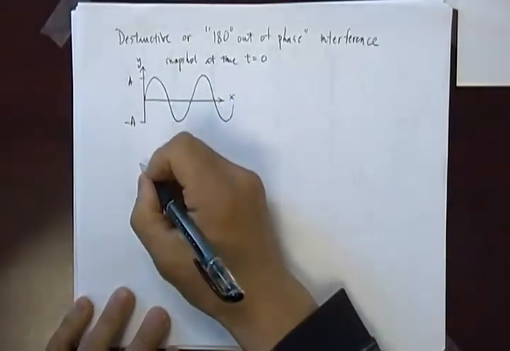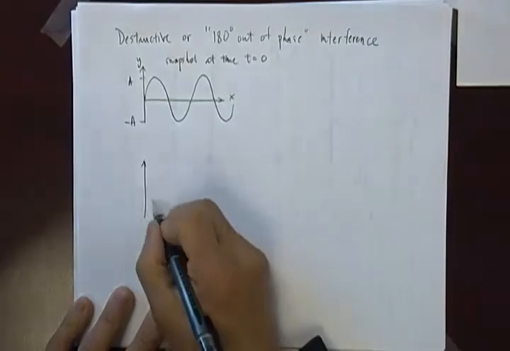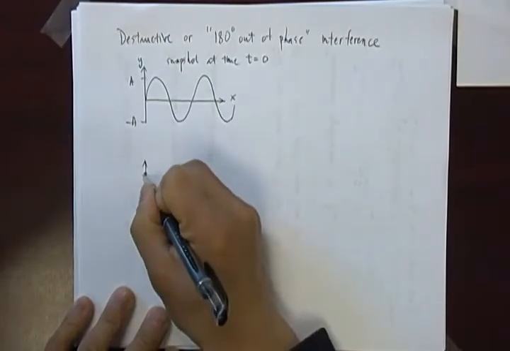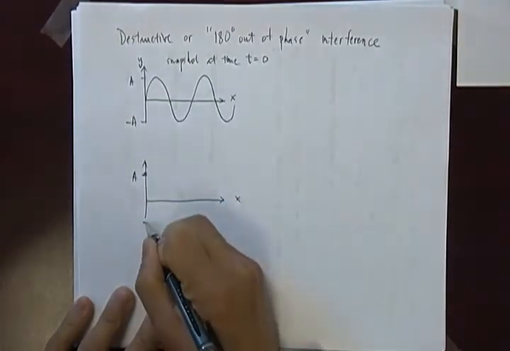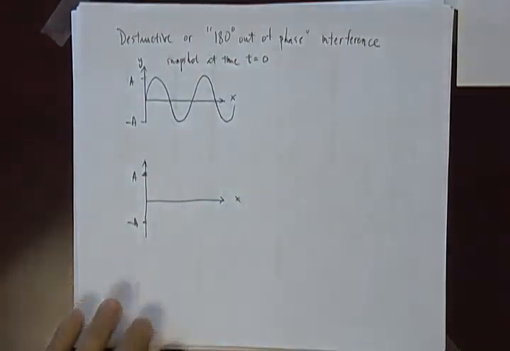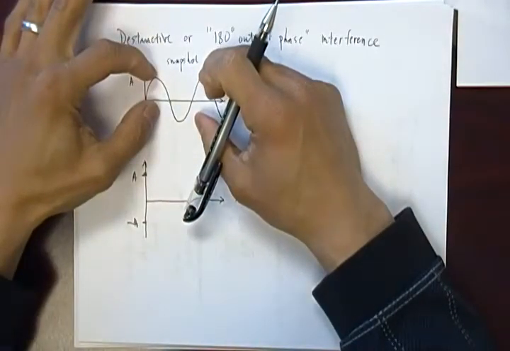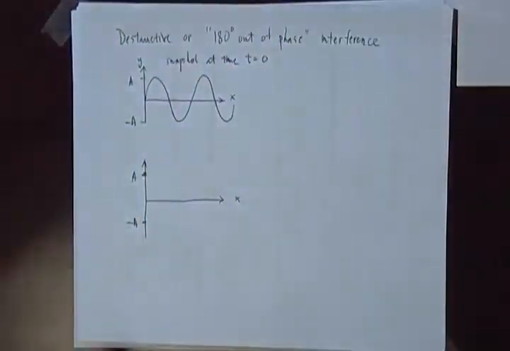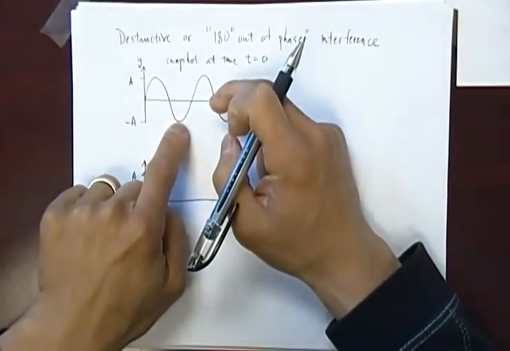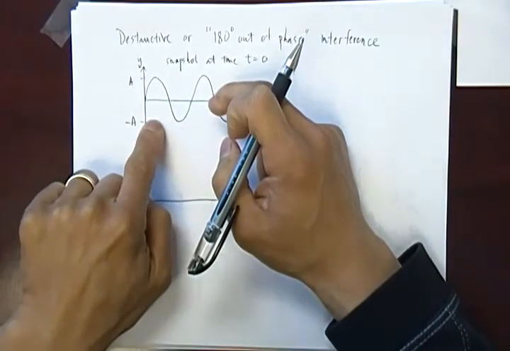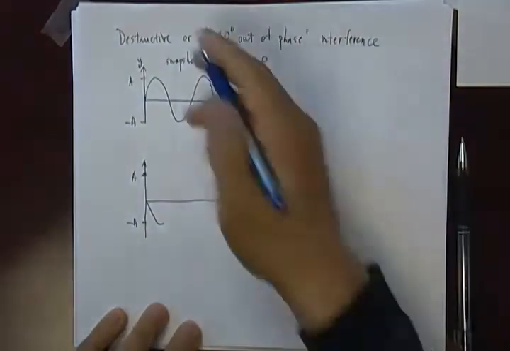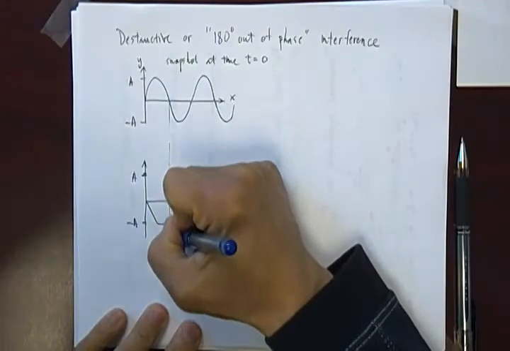And now I will have another wave. And what I'll do with this wave is I will just shift it over, like this, by 180 degrees, so that this point will go to here. So the minimum will be here. Let me try to line things up. So I've shifted it by 180 degrees.